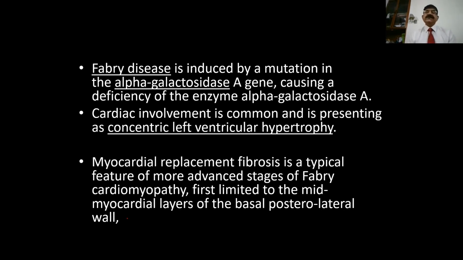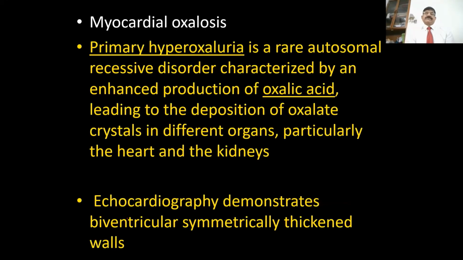Fabry's disease, as I said, is induced by mutation in the alpha-galactosidase A gene, and you can correct this problem early in the course by giving this enzyme. And that is how it differs from other varieties. It is a purely curable disease, and even in later stage, it is partially reversible.